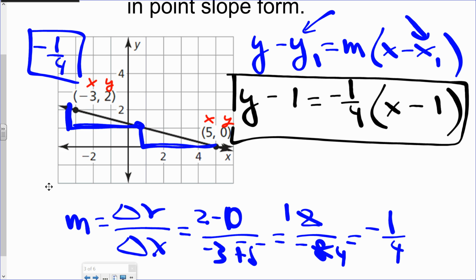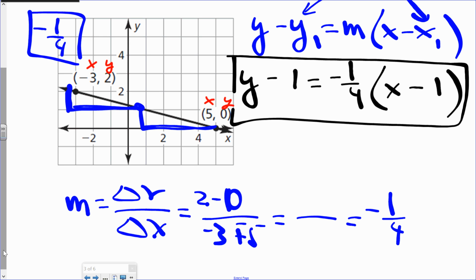Here, that's negative 8. Okay. Negative 3 plus negative 5 became negative 8. And this is 2. And that reduced to negative 1/4. Right, I'm simplifying the fractions here. 1 and then 4.